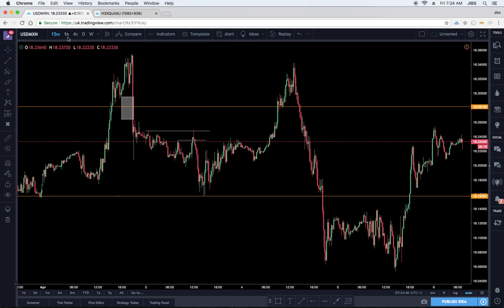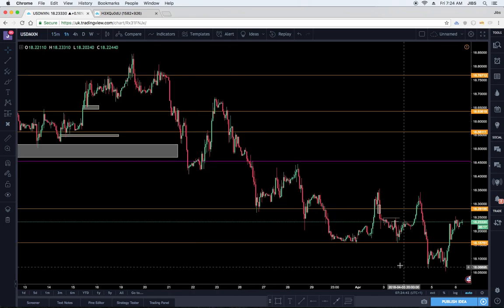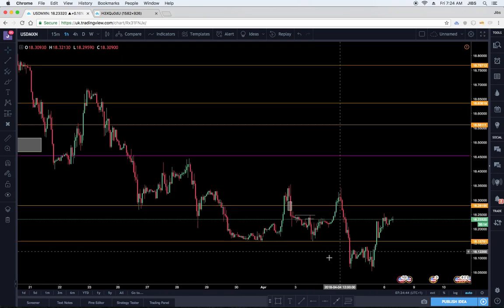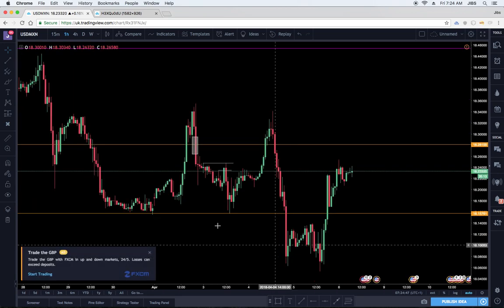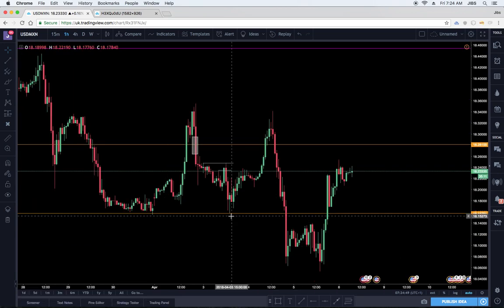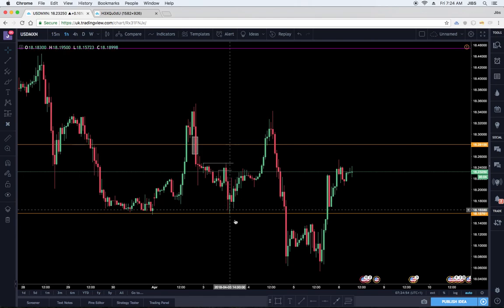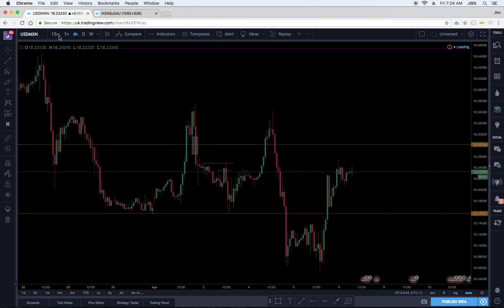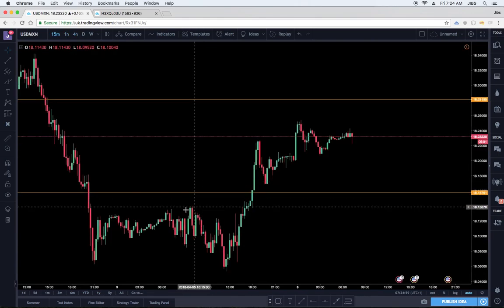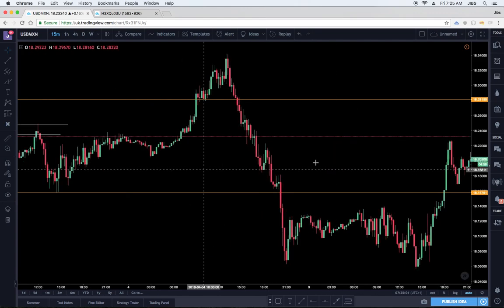As you can see in the 1 hour time frame, we've got a fractal low. A fractal low is a low with two high-lows either side of it. So a high-low here and a high-low here. That's 15 minutes, sorry. Come on, back to the area.